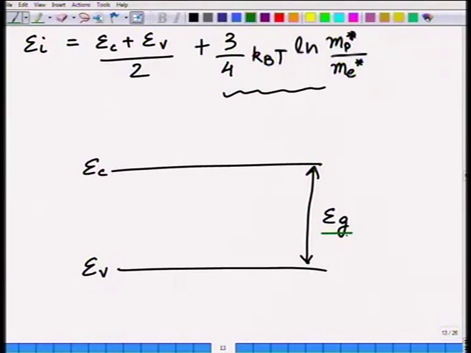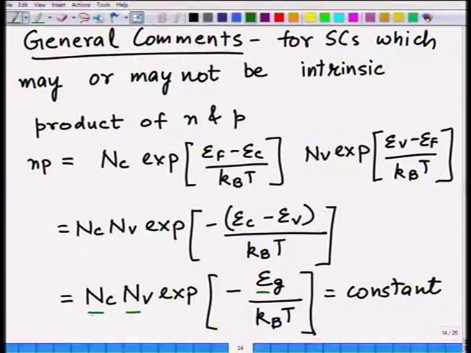The band gap is also independent of Ef. Remember, this product has become independent of Ef. Ef was the only quantity we did not know. The moment you specify the material, Eg is known, Nc is known, Nv is known, and therefore it is a fixed number. Whatever the Fermi energy, wherever the Fermi energy is, the product of np is a constant. Product of np is a constant. That is a very important result, and that is a general comment.